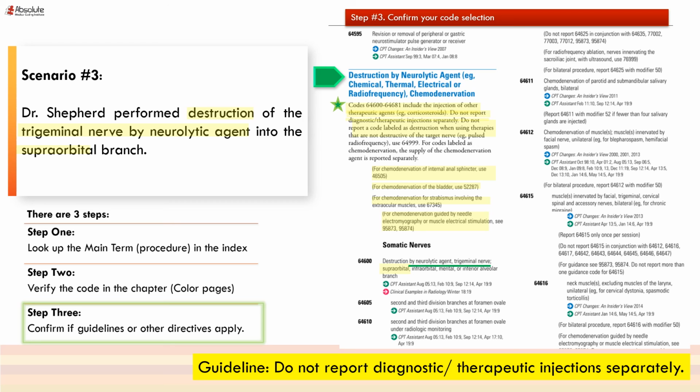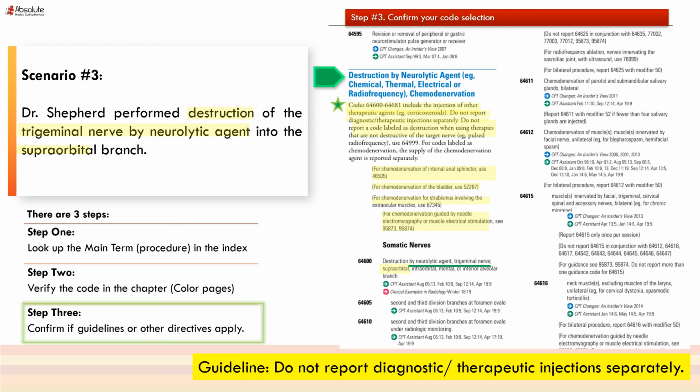And this reads, codes 64600 to 64681 include the injection of other therapeutic agents. Do not report diagnostic or therapeutic injections separately. Also, it further reads, do not report a code labeled as destruction when using therapies that are not destructive of the target nerve. Another one also mentions chemodenervation, but I think we got it all covered. We now know that when we are using the codes 64600 to 64681, do not report diagnostic or therapeutic injections separately. So now we have to think.